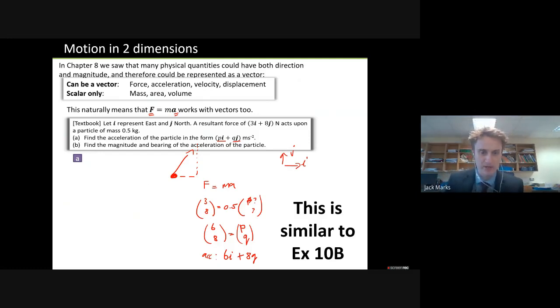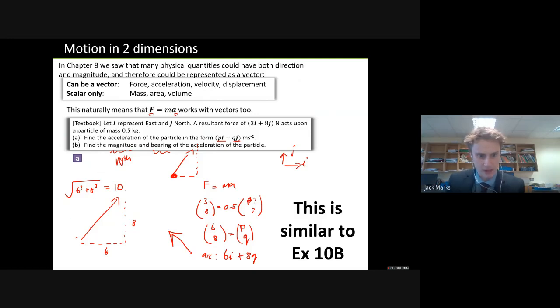Find the magnitude and bearing of the acceleration. So look, magnitude is a clue for Pythagoras. Bearing is something related to the angle. So we could do that now using this. So 1, 2, 3, 4, 5, 6, and 1, 2, 3, 4, 5, 6, 7, 8. That's what it looks like. Make sure you put the arrow on it. We want to find the magnitude. So the magnitude, well, this is (6, 8), 6 squared plus 8 squared, and root it will be 10. Okay, so 10 will be the magnitude.